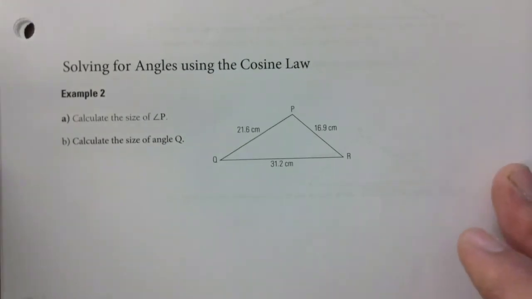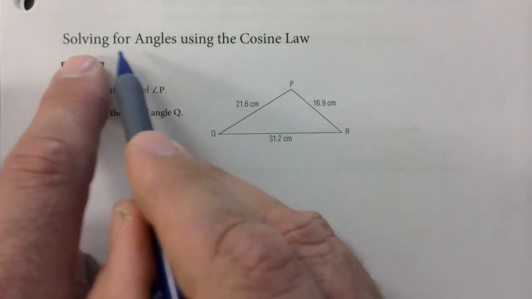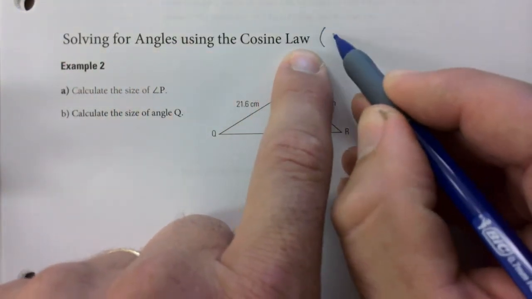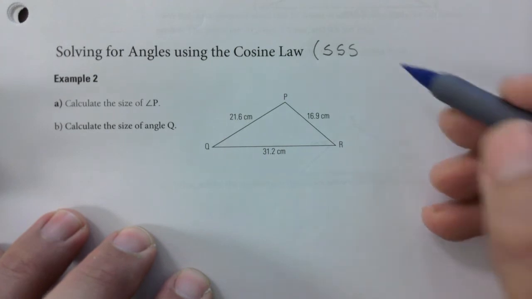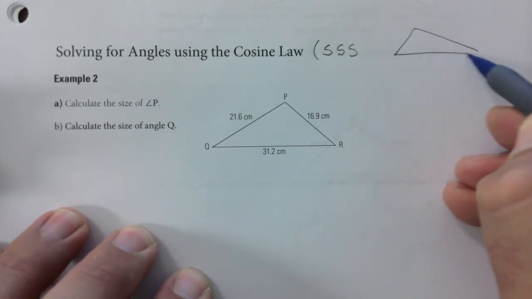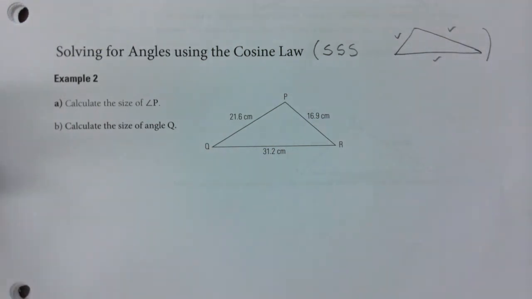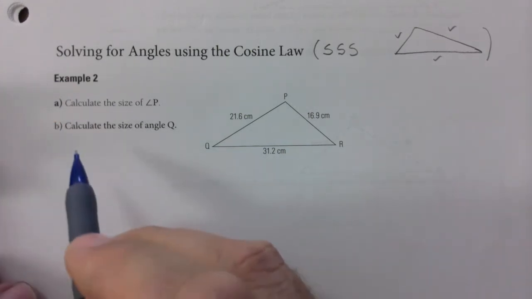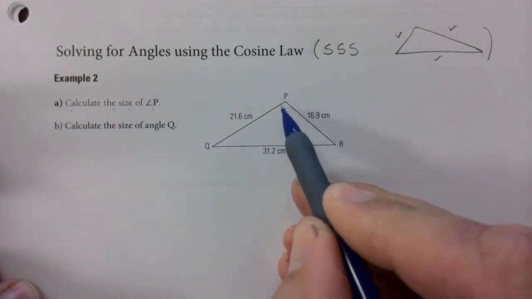Solving for angles using cosine law. This is new. So right next to this, I want you to put down, it's when you're going to have one of these triangles. Side, side, side. Right? So if you ever see a side, side, side, you know for sure you don't have a pair, right? Because you only know 3 sides. You don't know any angle opposite to any of the sides. So you know it's cosine law. So it says calculate the size of angle P. So they want this one here.